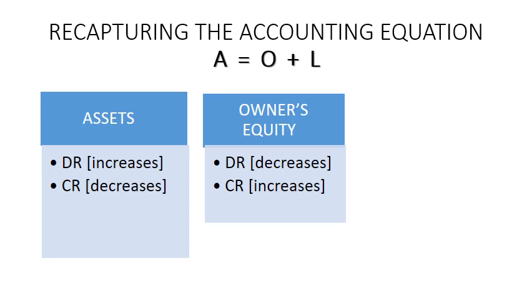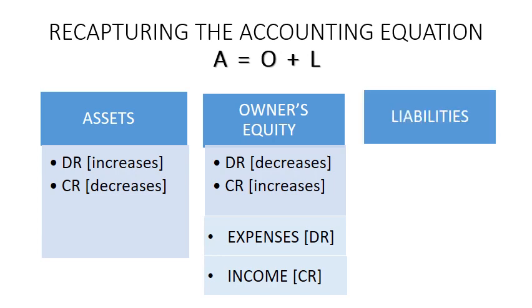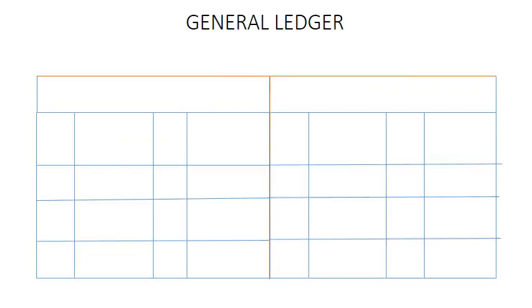We have seen how expenses and income accounts have affected equity. Therefore, expenses, because they reduce equity, will be debited, while income, as it increases equity, will be credited. For liabilities, transactions that reduce liabilities will be debited, while those that increase liabilities will be credited. That's the T format layout, clearly showing the left-hand side and the right-hand side of an account.